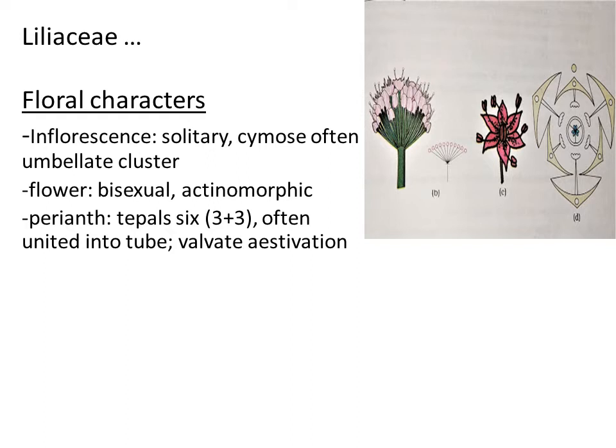Right, children? So the perianth consists of how many tepals? 6 tepals. They are arranged in 2 whorls. The outer whorl consists of 3 tepals and the inner whorl consists of the remaining 3 tepals. They are united, gamotepalous, right? And the kind of estivation is valvate estivation.